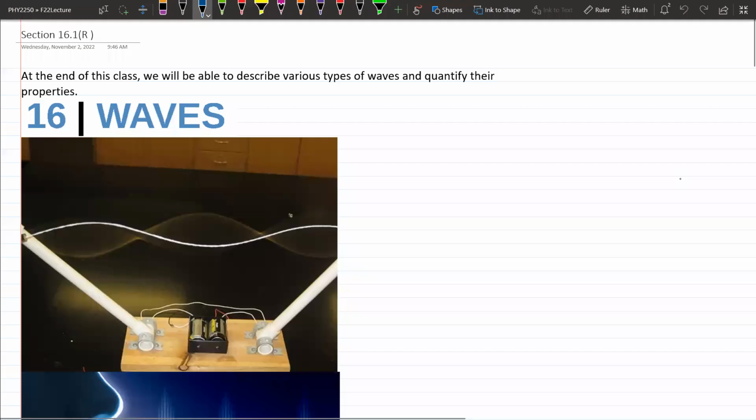Okay. So at the end of this class, we're going to be able to describe various types of waves. We're going to talk about this thing called longitudinal wave versus transverse wave, and what that means, and how to quantify the properties and do a little drawing with it. That way we can have a better intuitive understanding of how waves work and how to describe them. And that way we can actually do some fun stuff with waves and predict how they behave.